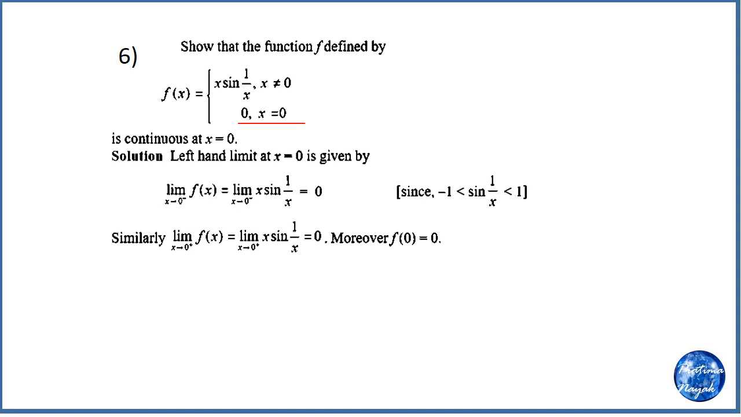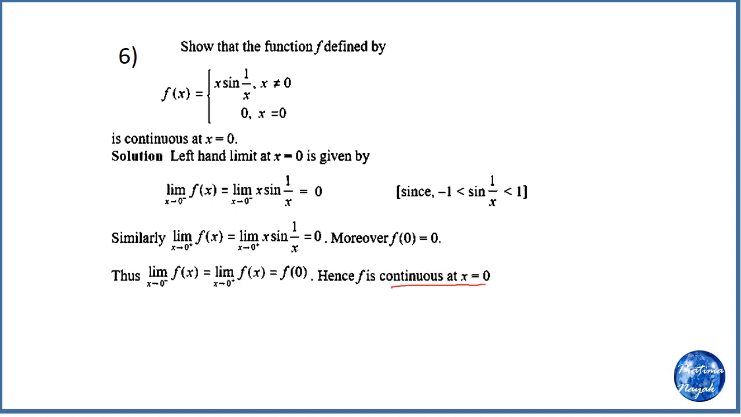And what is f of 0? F of 0 is 0. So all are equal to each other. Left hand limit is equal to right hand limit is equal to f of 0. So f of x is continuous at x is equal to 0.